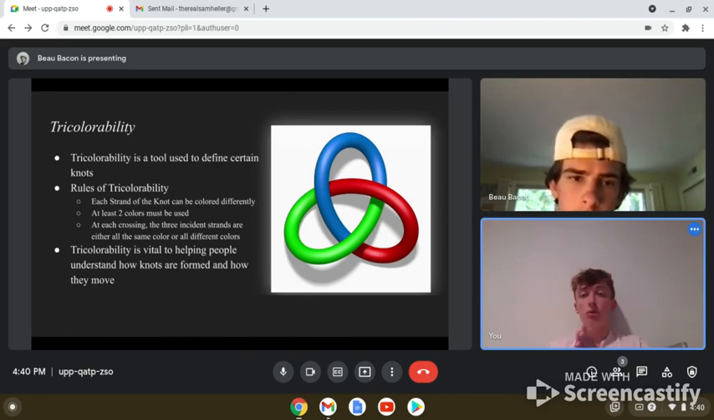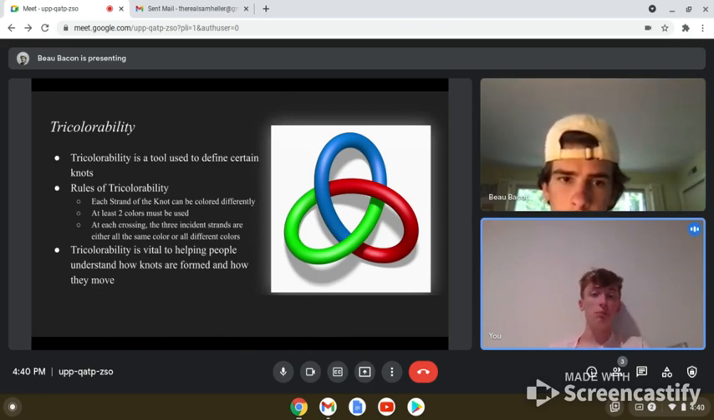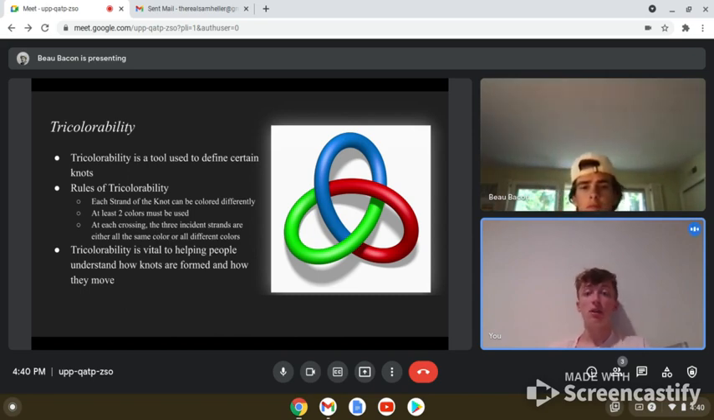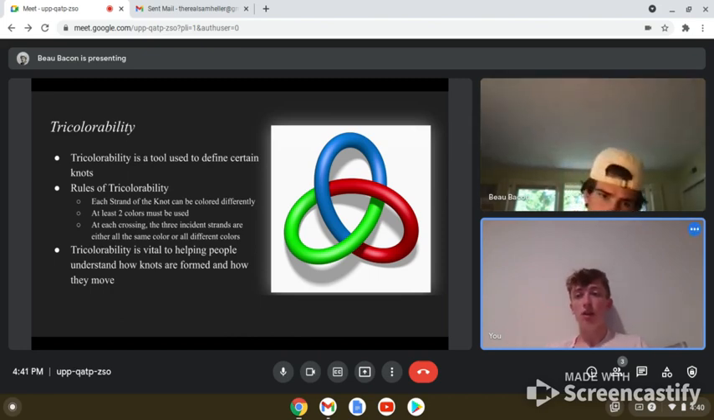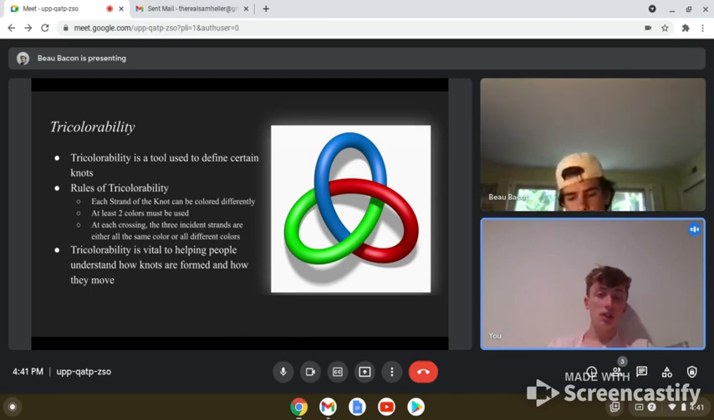Okay, so tricolorability is a very important tool that mathematicians often use to define certain knots. There are 3 main rules of tricolorability. There's really only one that really matters. The first one is each strand of the knot can be colored differently. As you can see here, each strand of the knot has a different color that correlates with it. At least 2 colors must be used. Typically it's 3 because that's why it's called tricolorability, but in reality, the rule is that only 2 must be used.